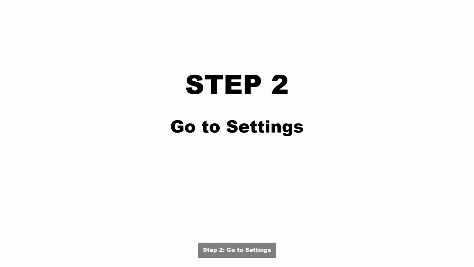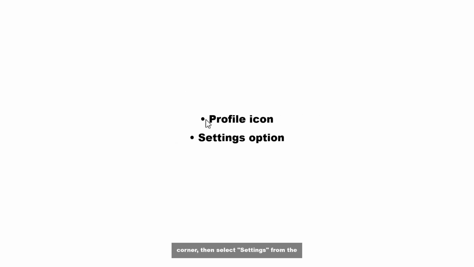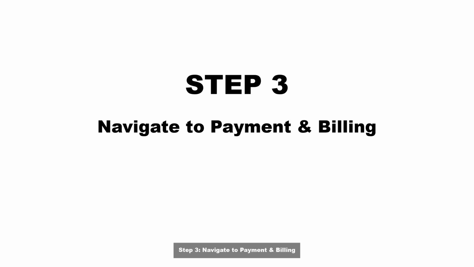Step 2. Go to Settings. Tap on your profile icon in the top right corner, then select Settings from the drop-down menu. Step 3. Navigate to Payment and Billing. In the Settings menu, find and click on Payment and Billing. This section will show you your current payment methods and billing history.